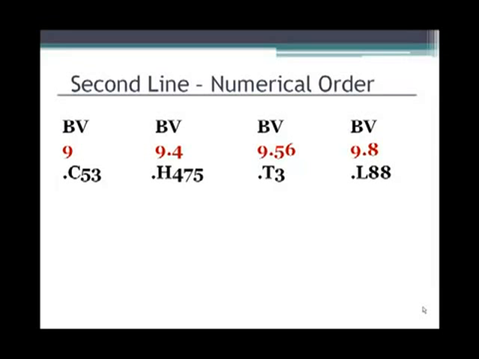Sometimes a whole number is followed by a decimal point. When the whole numbers are the same, the numbers to the right of the decimal point are used to find the correct order. So remember your basic math. 9 goes before 9.4, which goes before 9.56, which goes before 9.8.